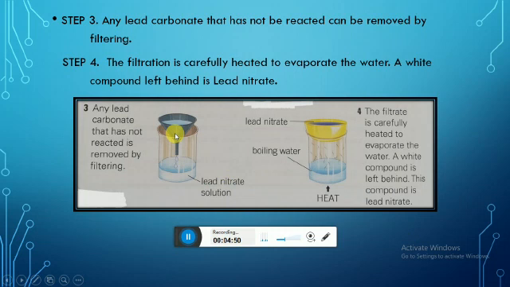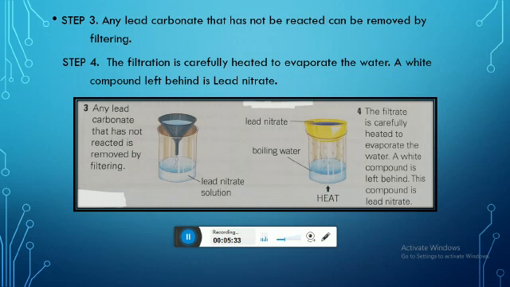In the fourth step, after the filtration, if you remember, water was also produced during the reaction. That water can be removed by the evaporation process. So the filtrate is carefully heated to evaporate the water. At the end, a white compound is left behind at the bottom, and that white compound is the lead nitrate, which is a metallic salt. This is the third method by which a salt is produced.